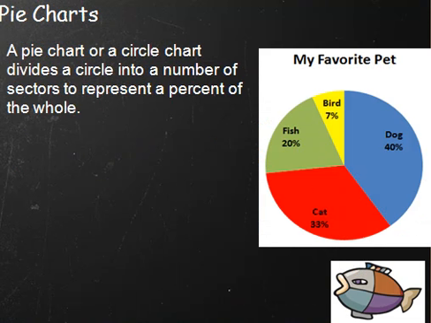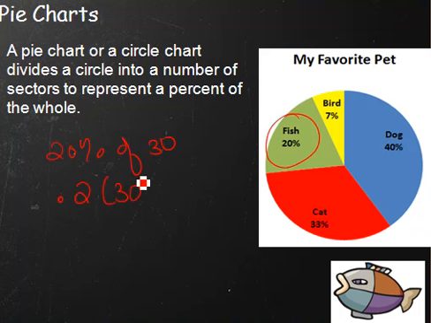Another representation is the pie chart, which breaks our whole into percentages. We can see that 20% of our students liked fish, and since we know there were 30 students, we could find 20% of 30 as 0.2 or 2/10 times 30, which gives us 6 students that had fish as their favorite pet.